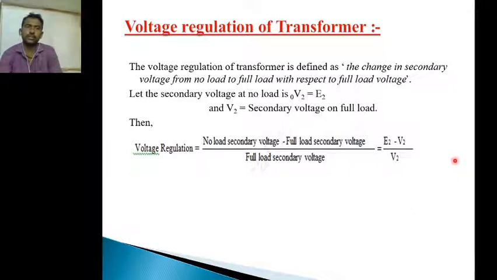E2 minus V2 divided by V2. So what is the voltage regulation? The change in the secondary voltage from no load to full load with respect to full load voltage. That means E2 minus V2 divided by V2 is called the voltage regulation of the transformer. In this video we see the formula for the voltage regulation and how we get the maximum voltage regulation, and similarly zero voltage regulation.